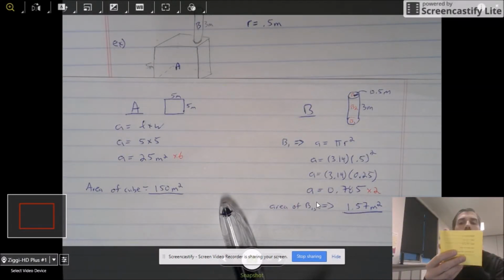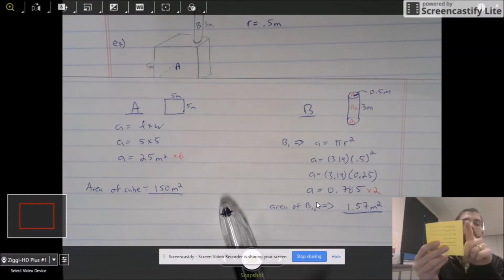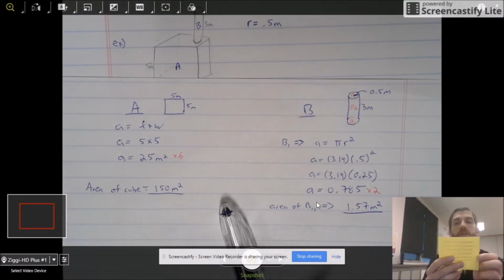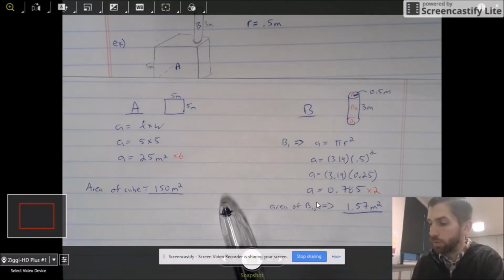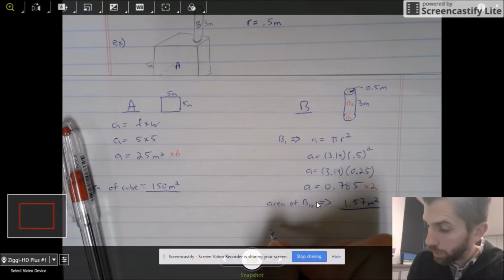So we need to find the circumference of the circle because that'll give me my length, and I'm already given my width of the rectangle, which is, in this question, 3 meters. So I need to know what my length is of this shape. So that's what I'm going to do next, is I'm going to find the area of B2, which I'll put right down here.